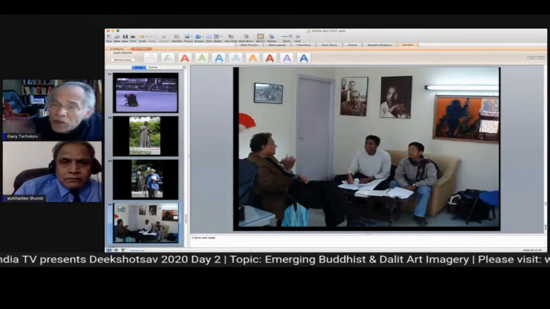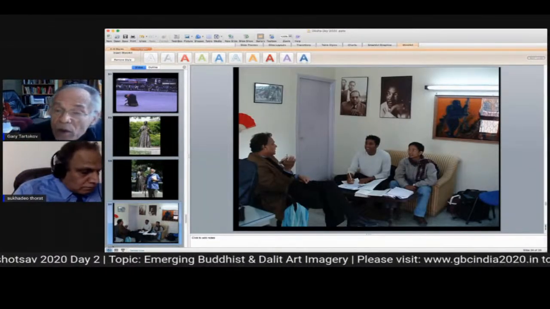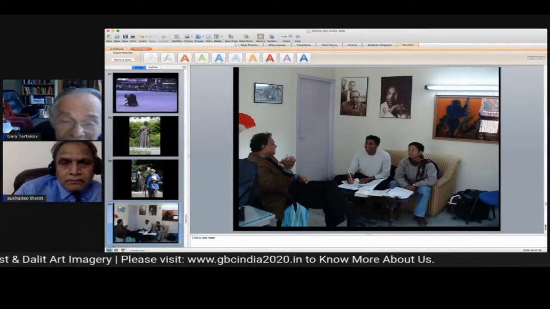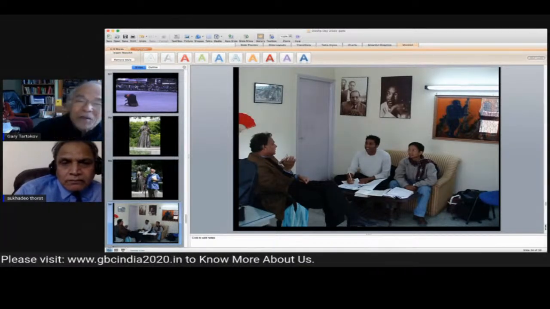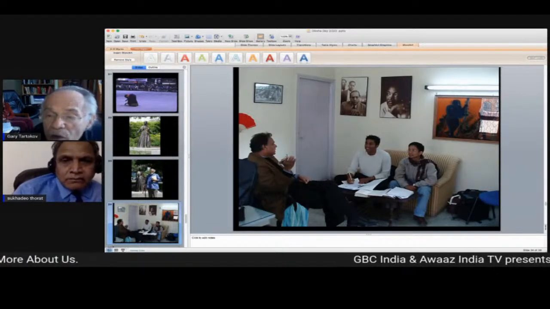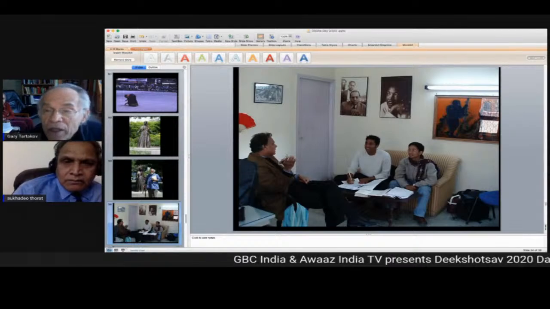We use these pictures different ways. I'm fascinated by the fact that we really don't just let them be decoration. We use them. Here's Dr. Thorat himself. He didn't know I was going to use this picture. But here he is in his office in Delhi with two scholars coming to learn about Dalit issues.